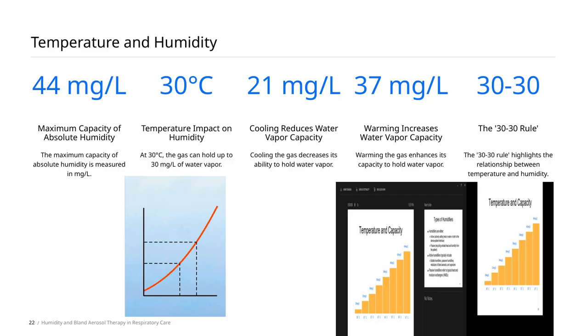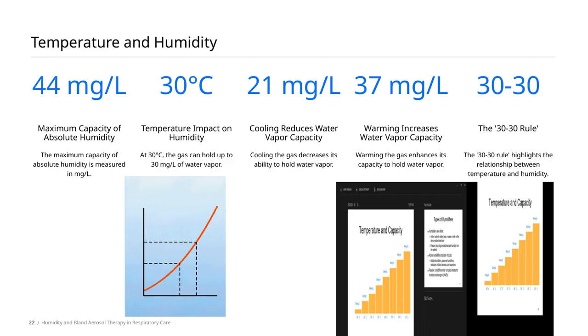At lower temperatures, such as 21 degrees Celsius, the capacity drops to around 21 mg per liter. This is important because at 30 degrees Celsius, the maximum capacity of the gas to hold water vapor is approximately 30 mg per liter. So, understanding these temperature-related changes helps us optimize humidification during therapy.